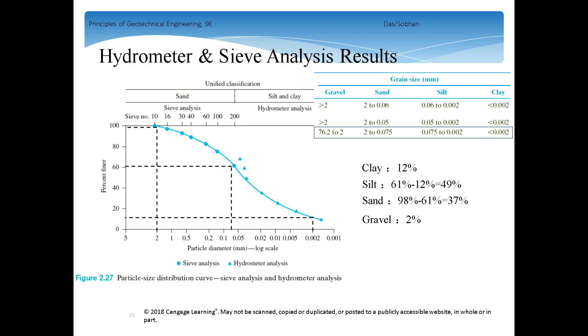Sieve analysis and hydrometer analysis results give us a particle size distribution curve, a curve like this. Sieve analysis is for big particles, and hydrometer analysis is for particle size less than 0.075 millimeter. So this part, the triangles here, is obtained from a hydrometer analysis, and the sieve analysis will obtain the points in the left part.